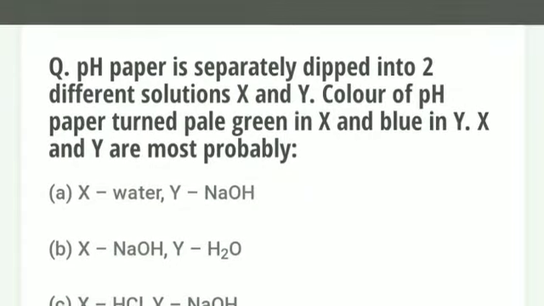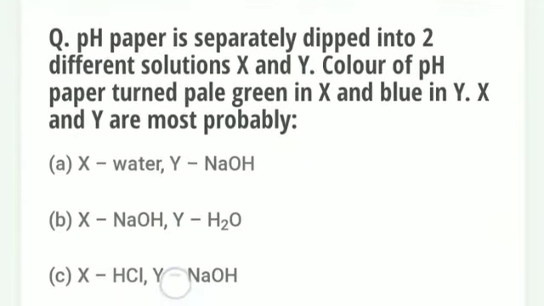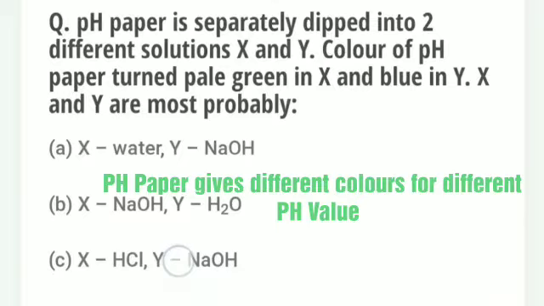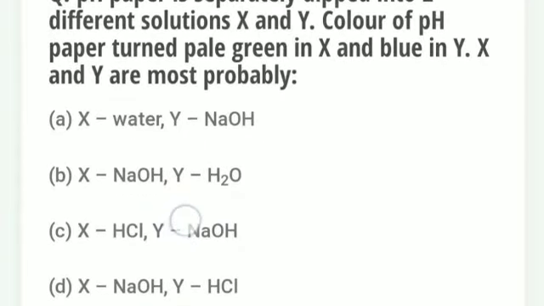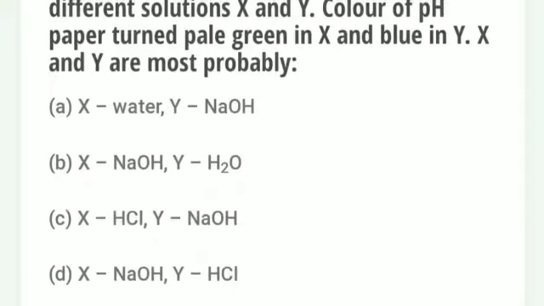pH paper is separately dipped into two different solutions X and Y. The color of the pH paper turned pale green in X and blue in Y. Here pale green in X means neutral, and blue in Y means base. A, X water and Y NaOH, is the correct option because X is water, which is neutral and will give green color, and Y is NaOH, which is a base and will give blue color.